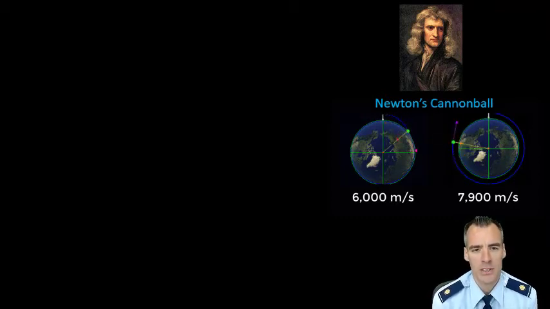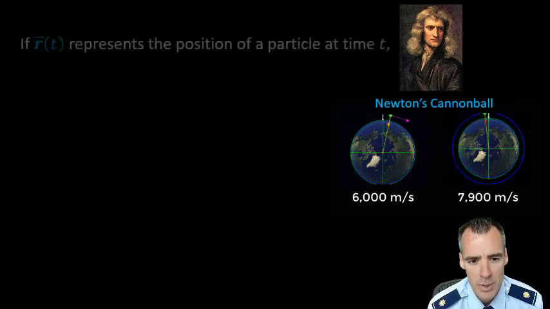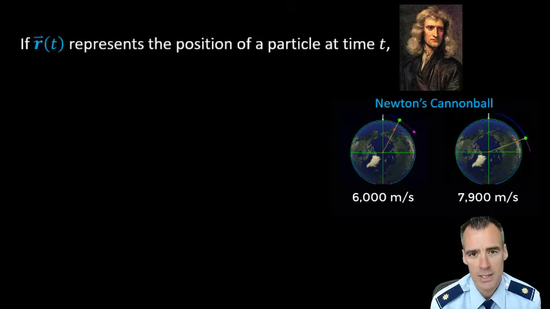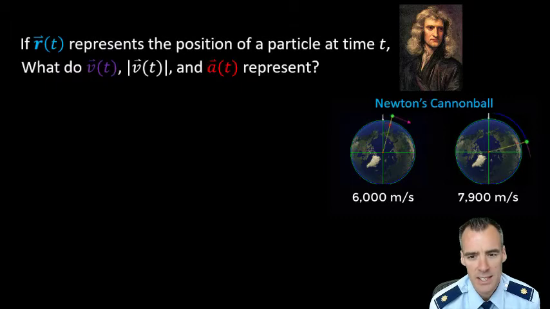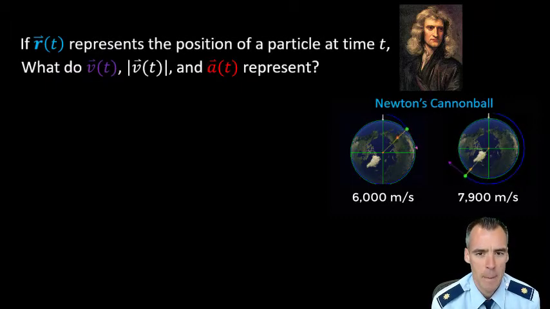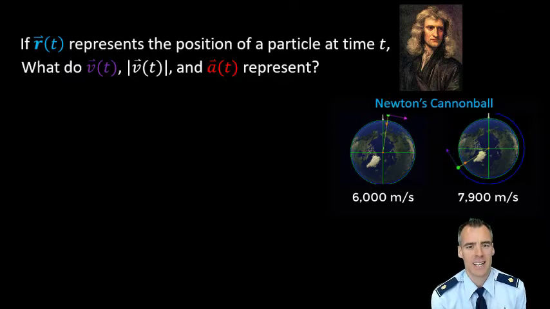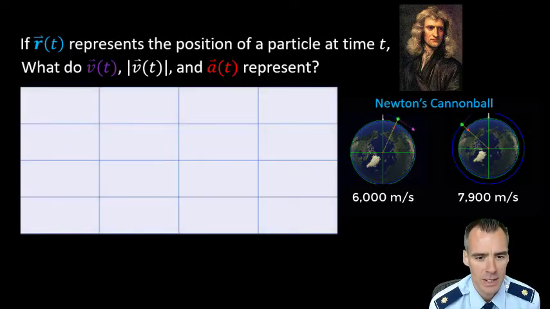And we'll give you this question. So if r of t represents the position of a particle at time t, so it's our position function, what do you suppose v of t, the absolute value of v of t, and a of t represent? So let's go ahead and check out a table to look at this.